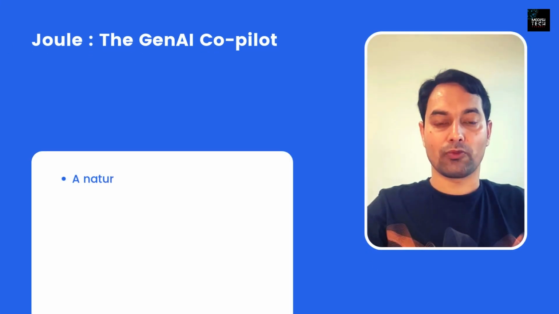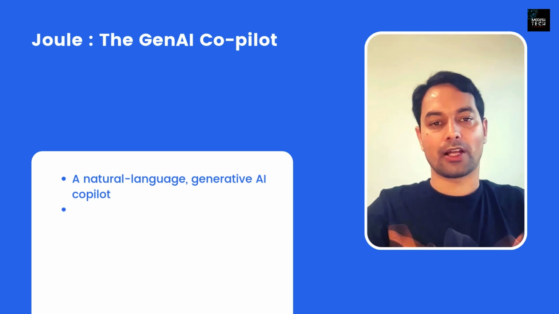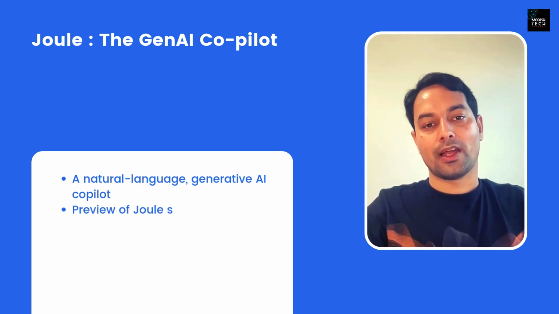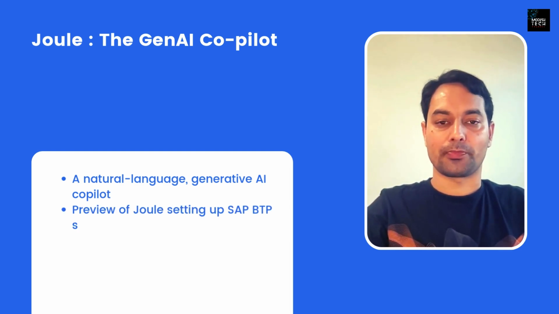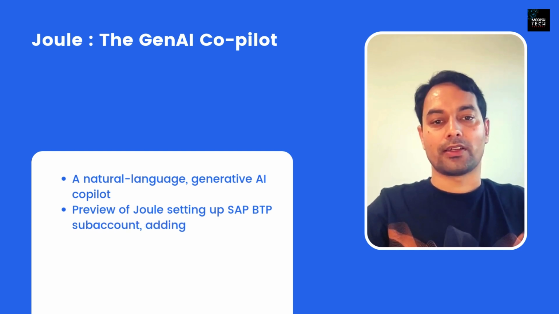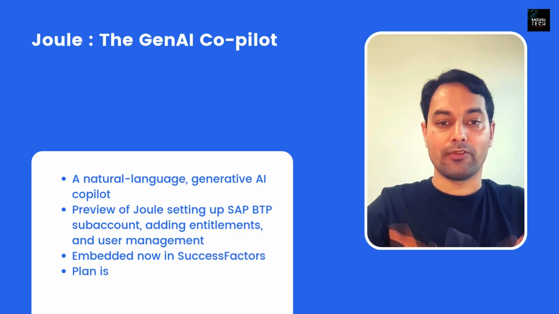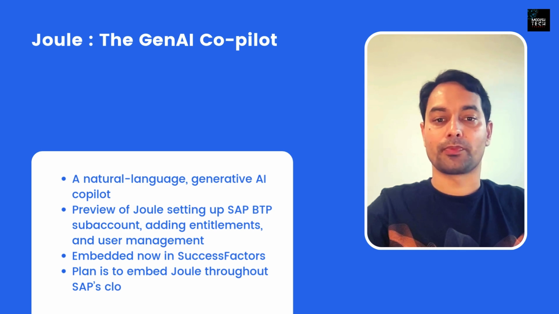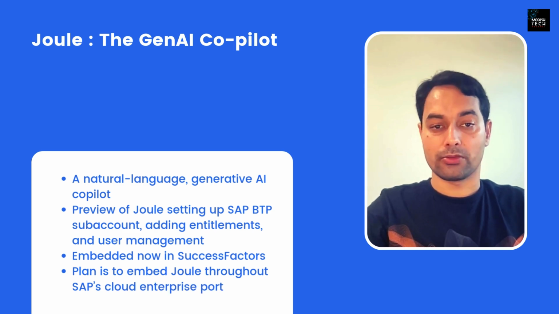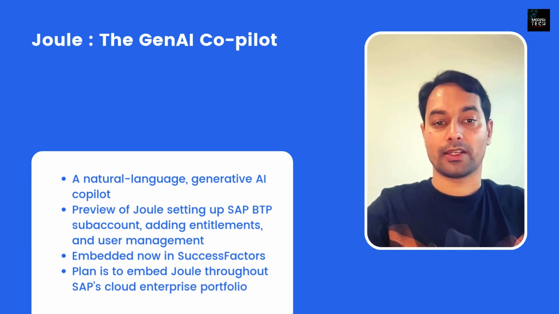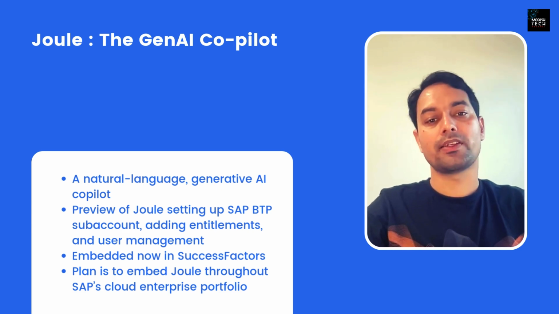The major announcement was Joule. As we all know, it's a natural language generative AI copilot, and we have seen it in action during TechEd also, how it can do all the different operations on SAP BTP, managing your accounts, entitlements, or even the users. We have also seen it in SuccessFactors, affecting what employees and managers do in their day-to-day jobs. That has become very easy just by the chat interface.